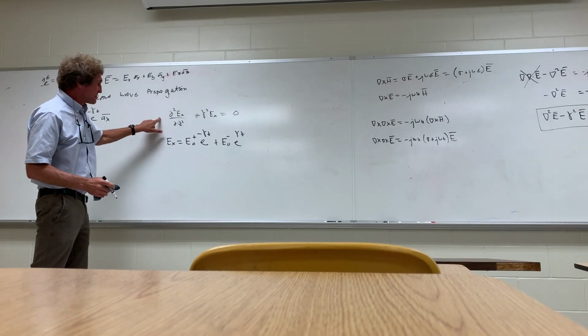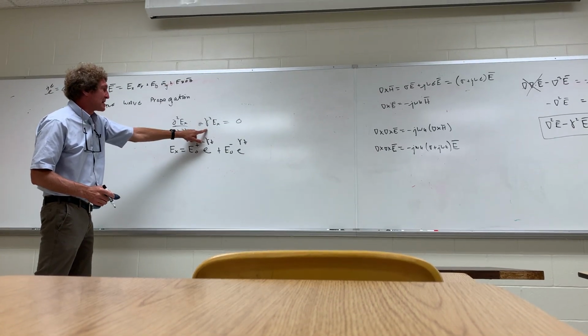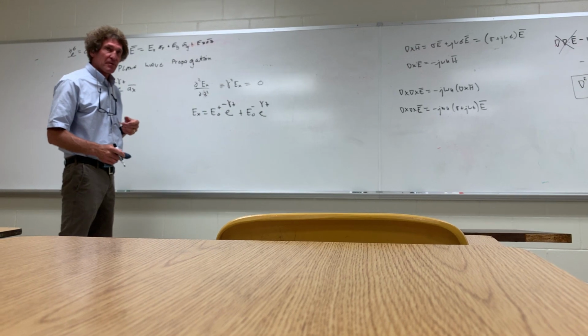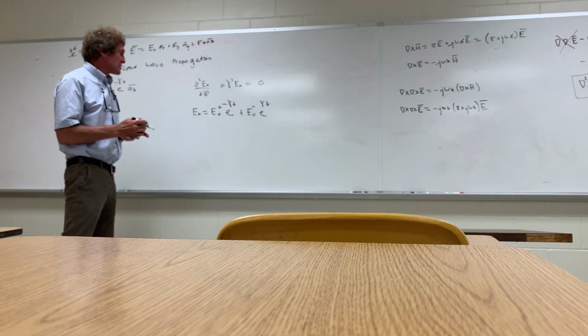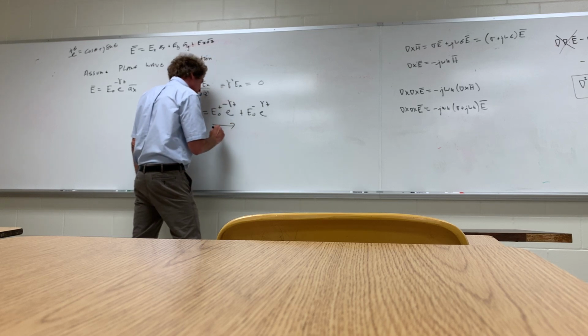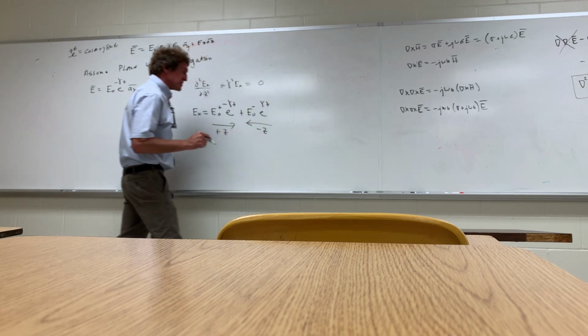And you'll see you'll get gamma squared times E naught times this term. And then here, minus gamma squared times the E field will be 0. It will work. So this is the general form of the solution. This term right here is for positive Z propagation, and this term is for minus Z propagation.